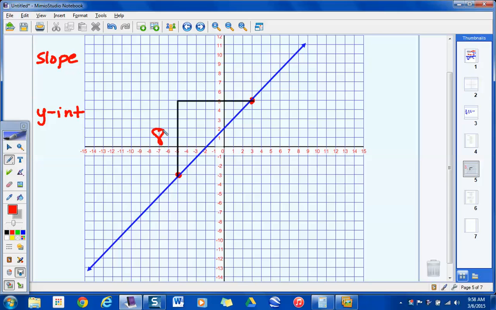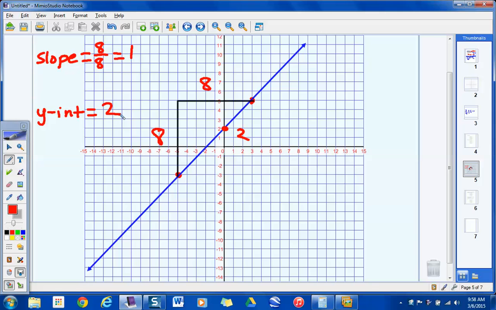How far to the right do you count? 8. So talk to me about my slope, my rise over my run. What over what? 8 over 8. Or 8 divided by 8 would be what value? 1. Okay, so are we good on the slope being 1? What about the y-intercept? Where's it cross the y-axis? Crosses right here at 2. All right, now the y-intercept is 2.